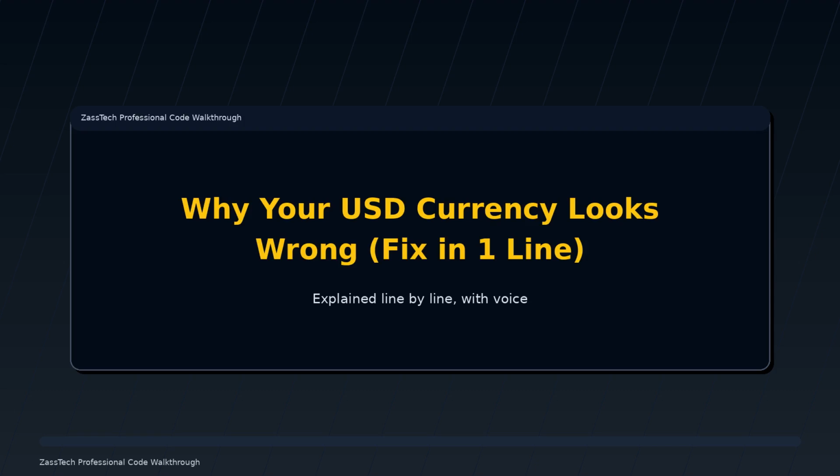Your USD formatter is lying to you. It shows $0.5 instead of $0.50, and that tiny discrepancy breaks payment UIs and confuses users.